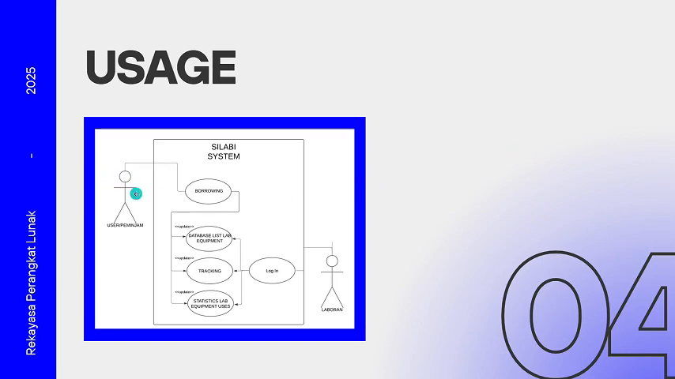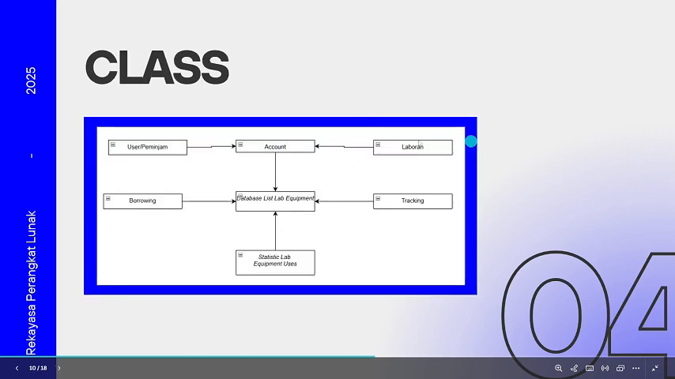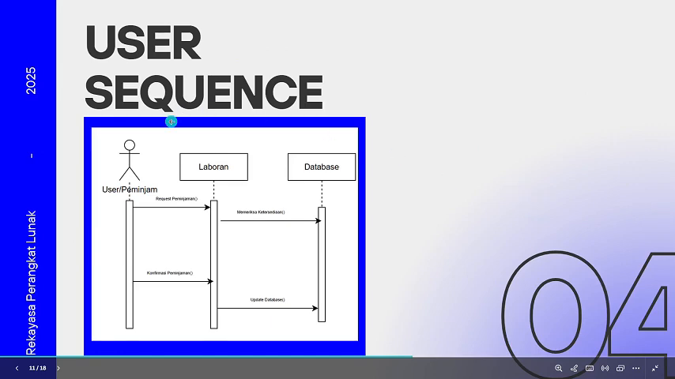It is used by this. If the user wants to borrow, then they will have to enter, and it will update the database, tracking, and the statistics. The lab assistants can log in and see this list. These are the class diagrams. This is the user sequence.